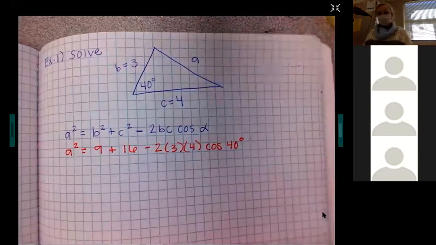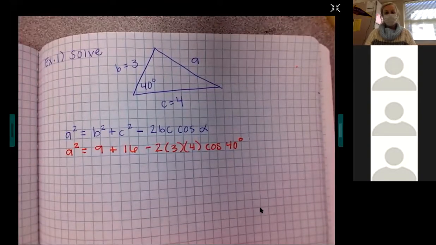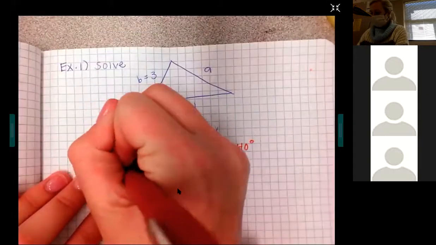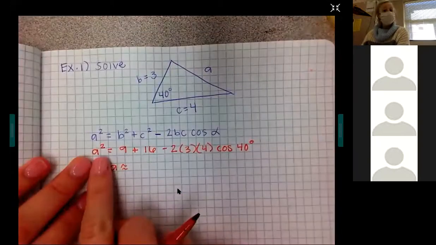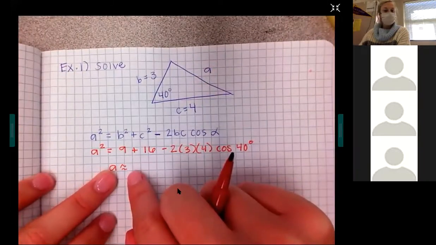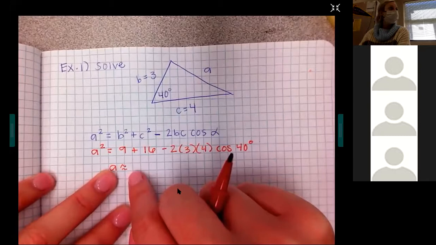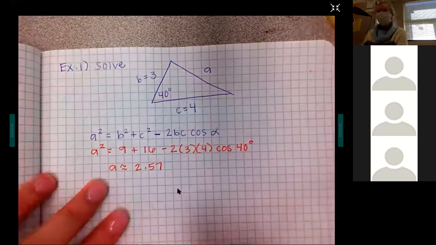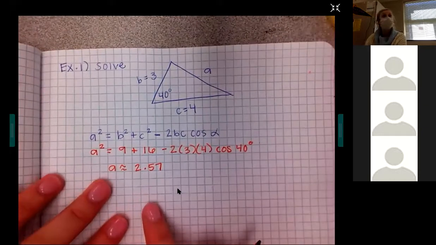Wait, how'd you get the 6.61? I typed in 9 plus 16 minus 2 times 3 times 4 cosine 40. And then did you copy it to get the square root? Miss Poole, why did you have to square root it again? Because it says A squared, and we just want to find A. Oh, okay. Good question. Did y'all write down what it was? Can somebody tell me? 2.57, thanks, Ross. Approximately 2.57.